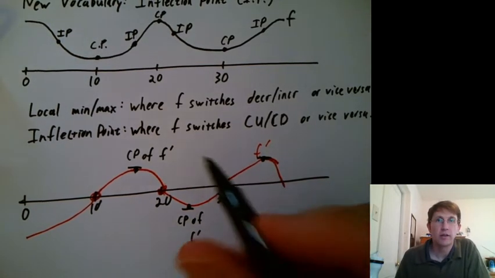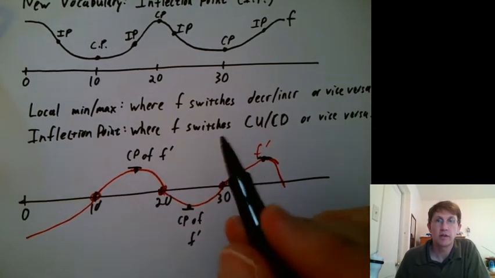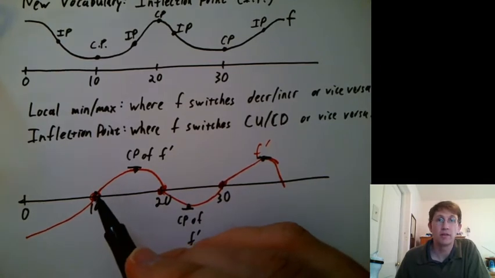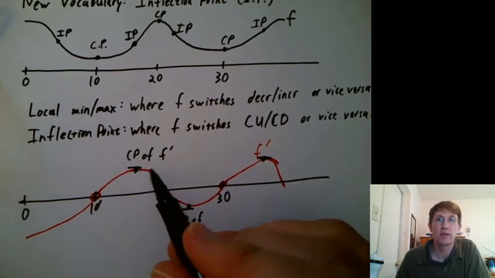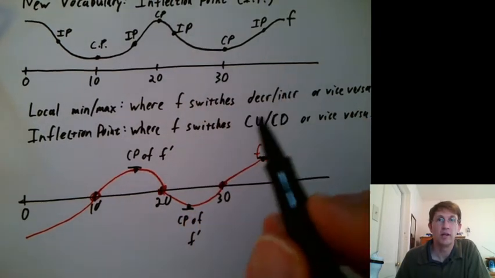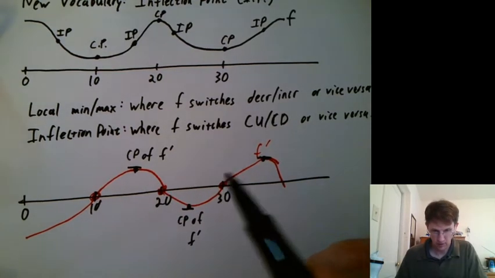So it looks like the inflection points, well, inflection points are where f prime switches concave up, concave down. Concave up is about f prime increasing. So when f prime was increasing and now is decreasing, the original f is switching from concave up to concave down, and it would make sense for it to do that at a local max, right?